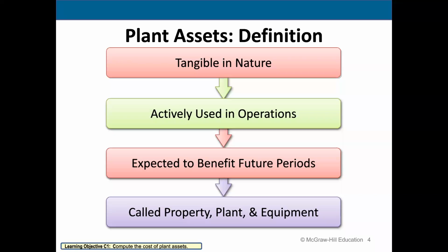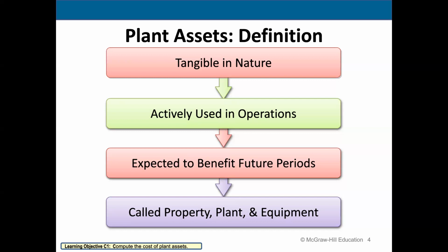Hey, everybody. So I wanted to talk a little bit about plant assets and how we determine their cost. First of all, as you can see on the screen, we want to talk about what a plant asset is. Plant assets are tangible in nature, they're actively used in operations, they're expected to benefit future periods, and usually we call them property, plant, and equipment, like on our balance sheet. Really, it includes things like equipment, buildings, things like vehicles.